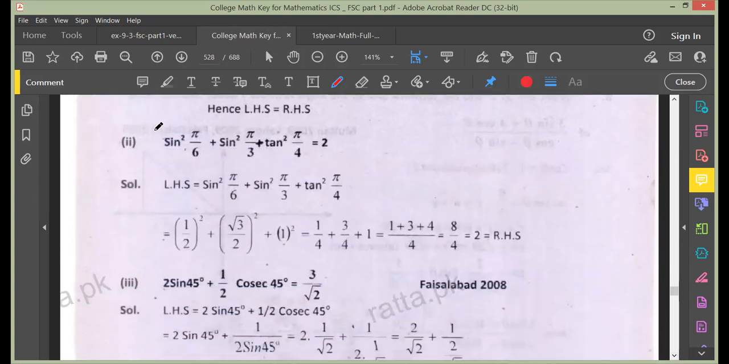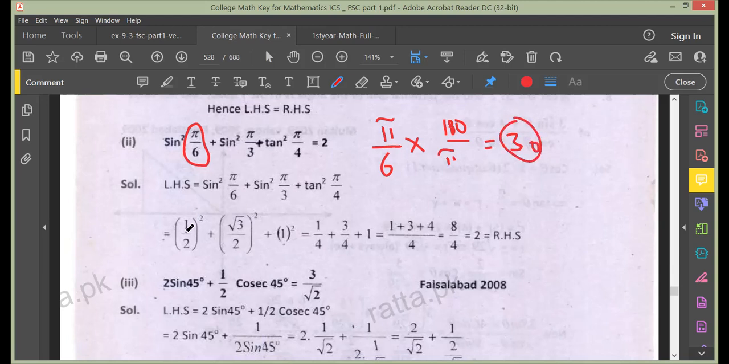Similarly, this is pi over 6. So we know how to convert pi radian angle into degrees. So pi over 6 after multiplication with 180 over pi will be equal to 30. So sine 30 will be equal to 1 by 2.